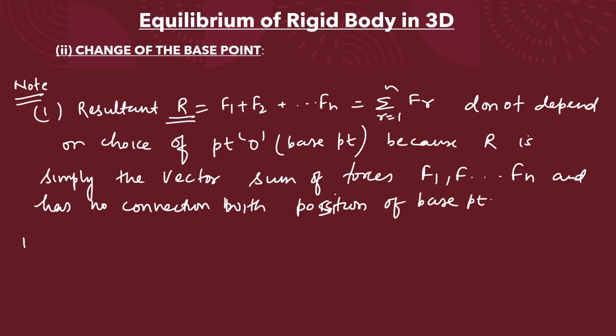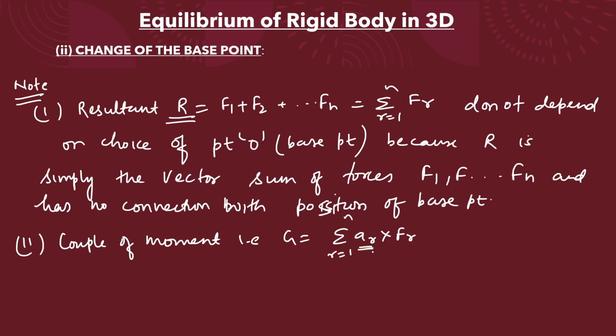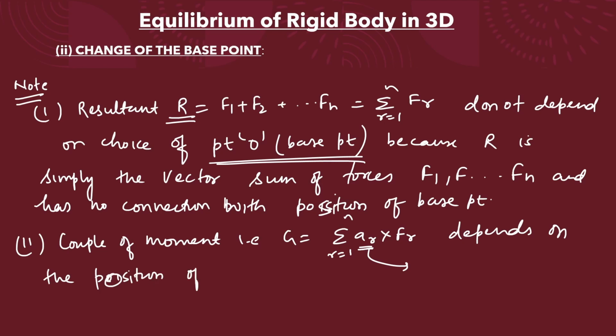Okay, second point, the couple of moment, that is G equal to the summation of Ar cross Fr, r equal to 1 to N. It is dependent on this Ar, that is the position vector, which depends on the position of the base point. However, the couple of moment depends on the position of the base point. So on changing the base point, we have R equal to R dash, first one. Second one, G is not equal to G dash. G dash is the couple of moment after changing the base point from O to O dash.